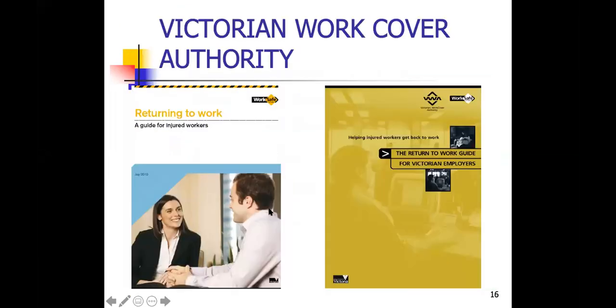Di contoh saya pergi posting dekat Australia, saya belajar di Australia. Dia ada return to work, guideline for injured workers and guideline for the employer. Employer pun ada guideline, workers pun ada guideline. They have to follow. That's why di Australia, you boleh buka office daripada rumah. Maksudnya, they will call you for service. You tak payahlah pergi hospital.